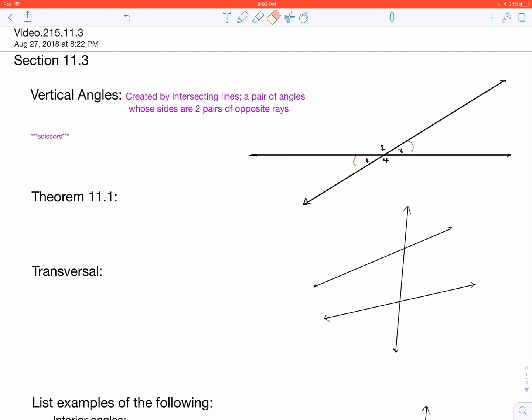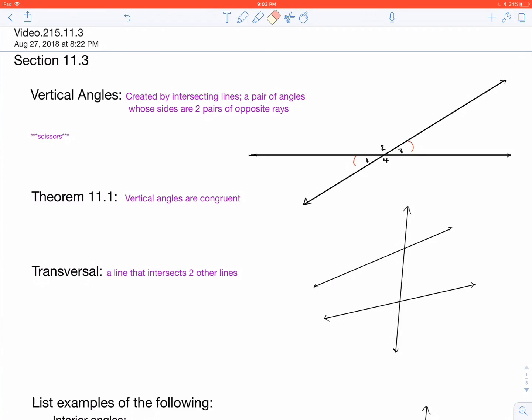Next, we'd like to talk about theorem 11.1, and this says that vertical angles are always congruent to each other. We noticed this when we had an activity in class where we were measuring vertical angles and we found that they were always congruent.